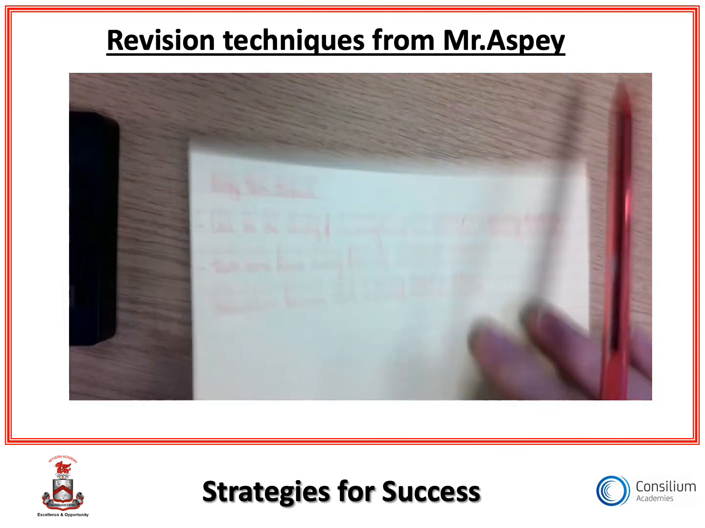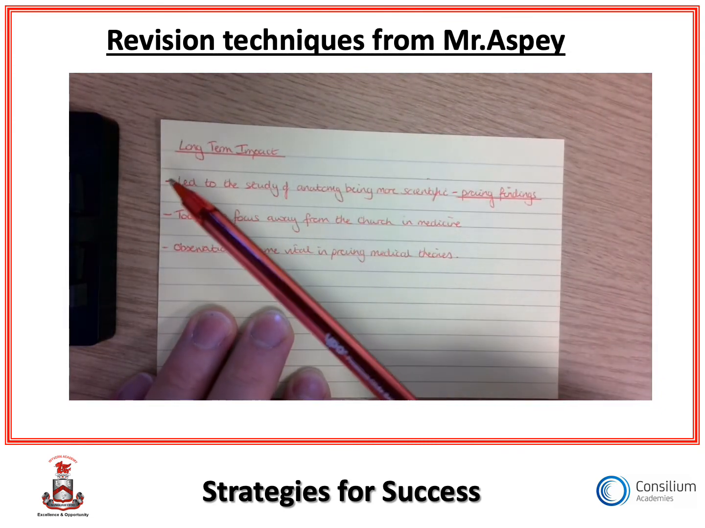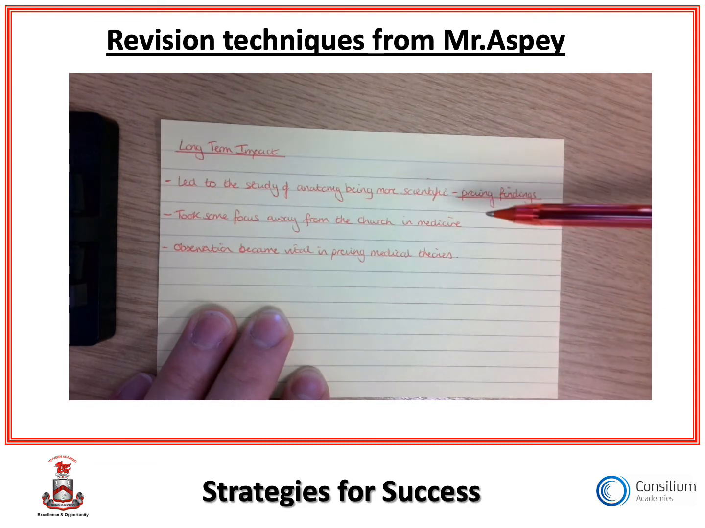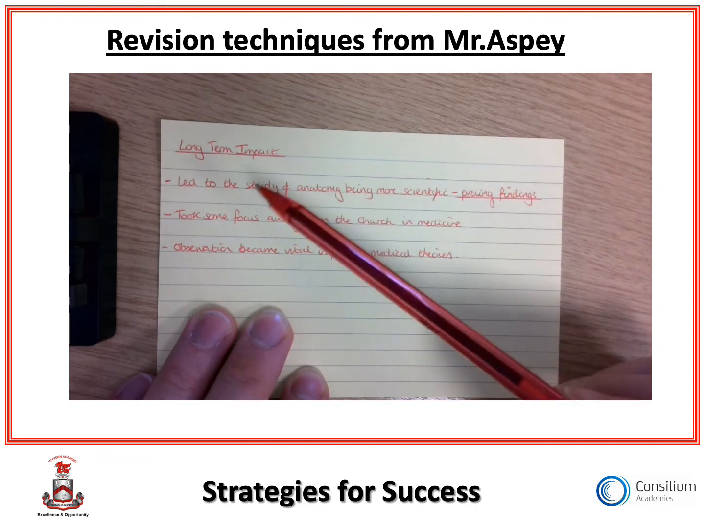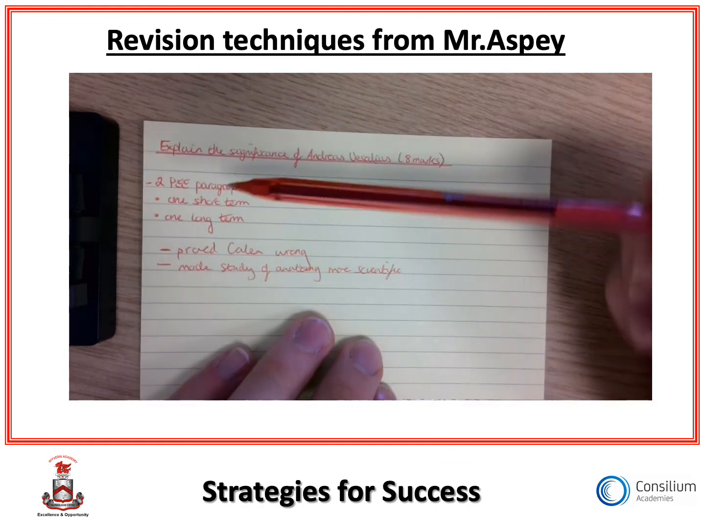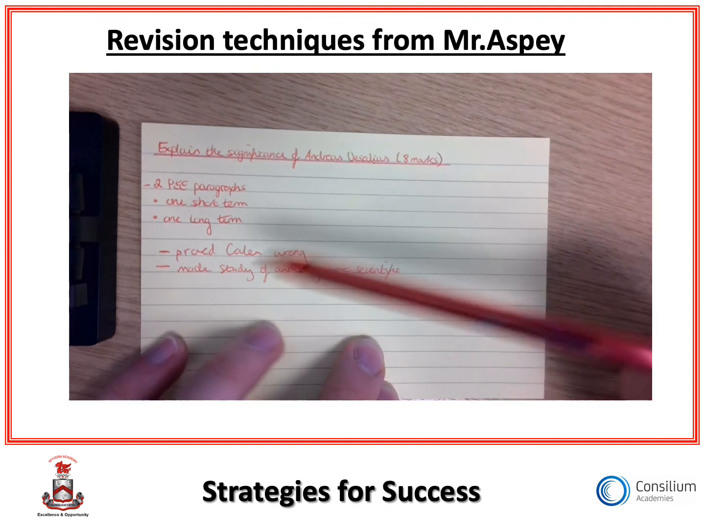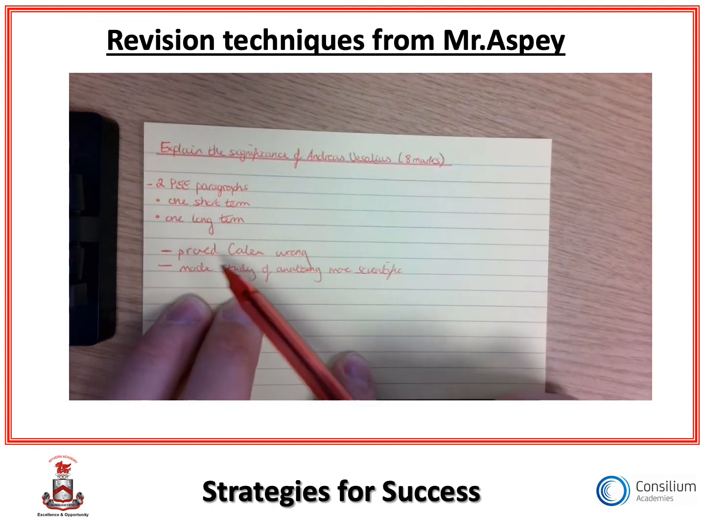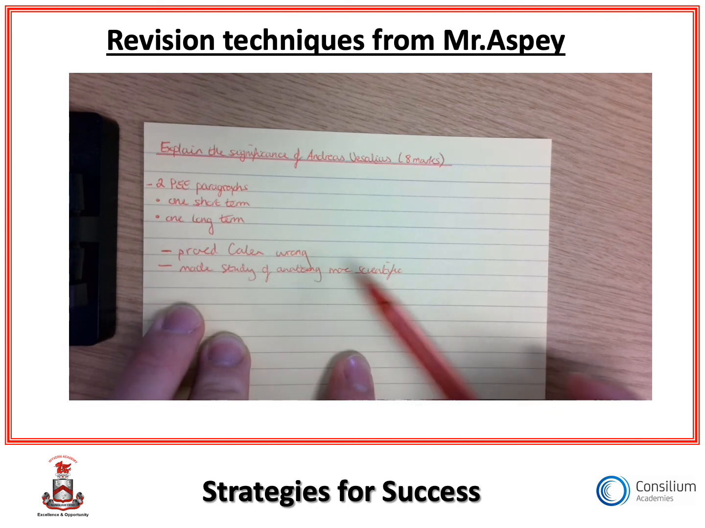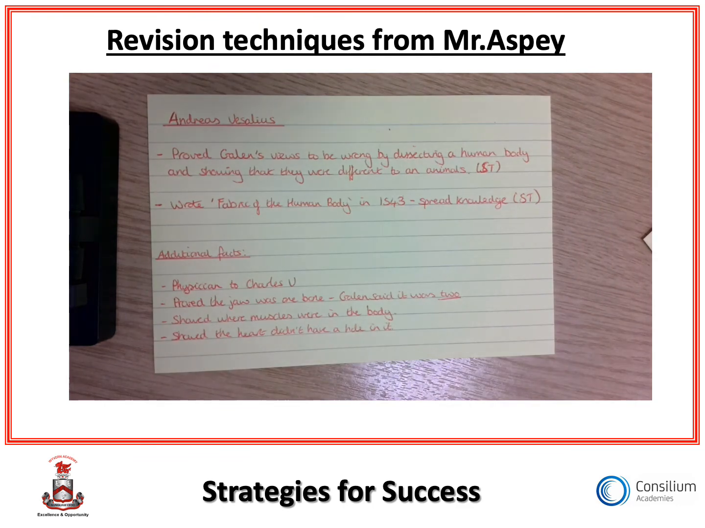Now, if we look over on the other side, I've also got long-term impact, which you will need for everybody in medicine. And we've got key things here, key reasons why long-term they are important. For example, then, if this came up on the paper, you'd be able to answer that because you'd know it needs 2 P paragraphs, one short-term, one long-term, and you would be able to plug in simply 1, he proved Galen wrong, short-term, and then long-term, he made the study of anatomy more scientific, and you would be able to get that from the information on your cue card.